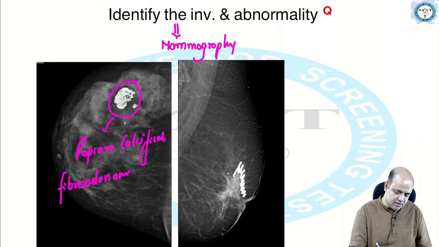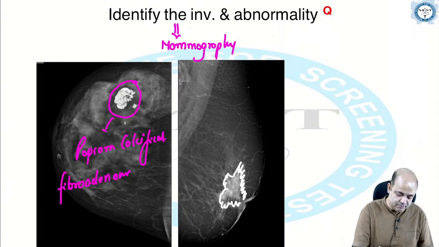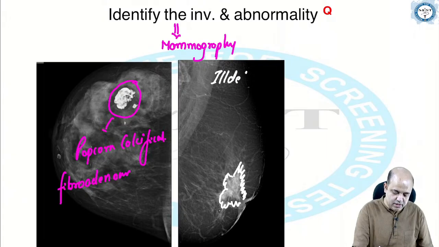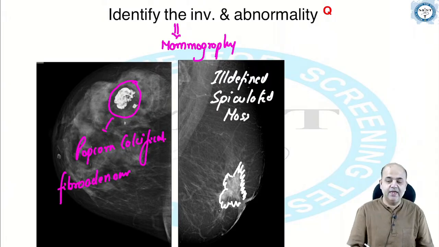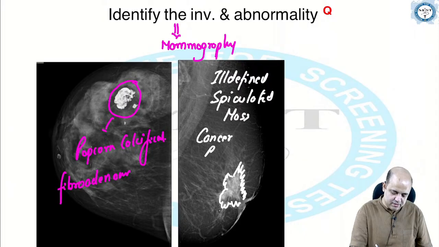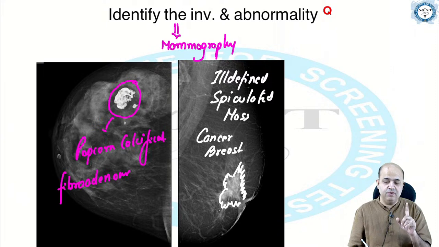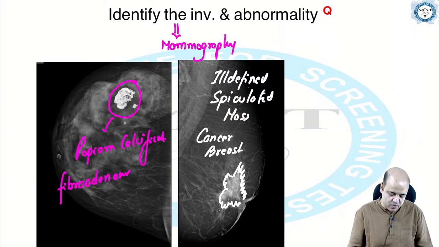We see there is a spiculated mass, ill-defined spiculated mass. This is a cancer breast. Okay, cancer breast. We need to remember, in pregnancy and lactation, the investigation of choice is ultrasound. For breast implant and for differentiating the recurrent tumor from fibrosis, we do the MRI. Okay.